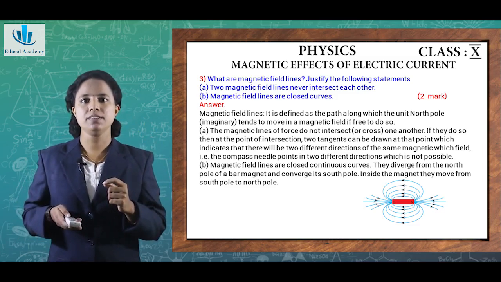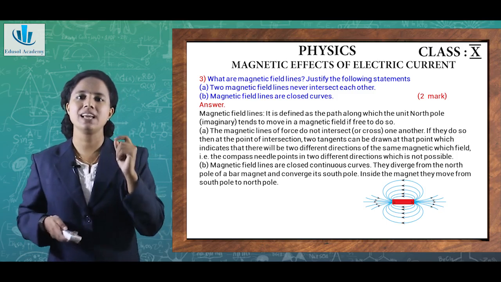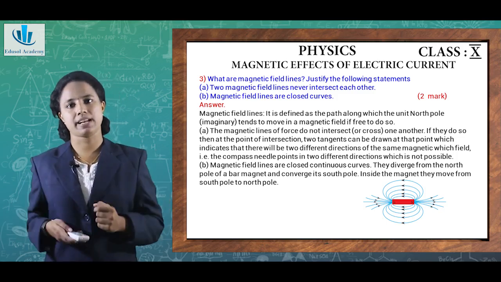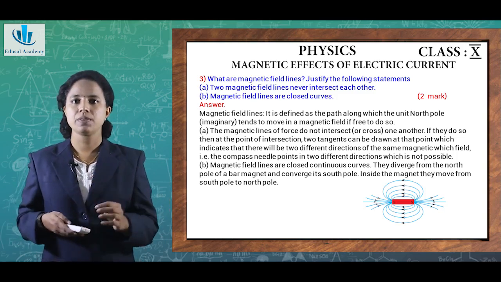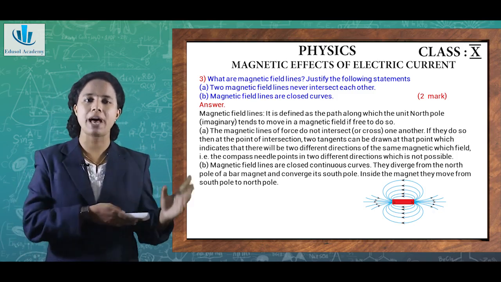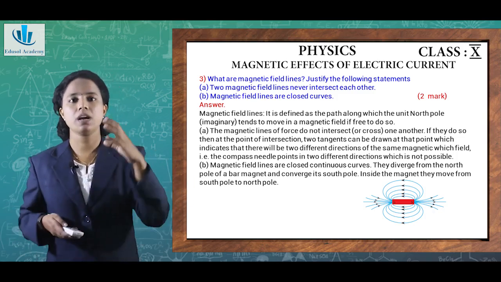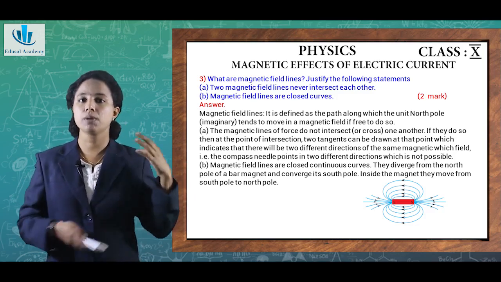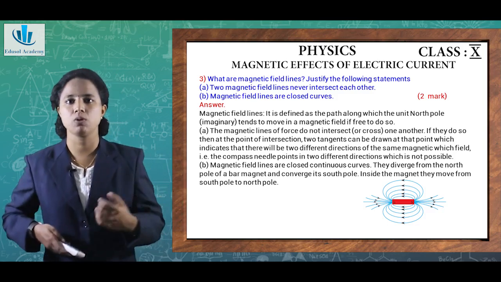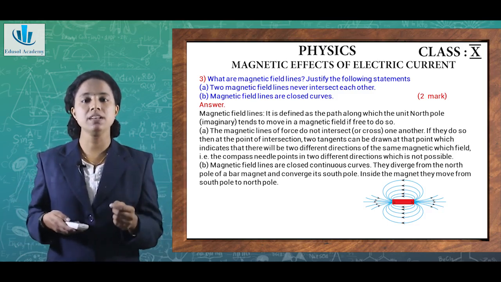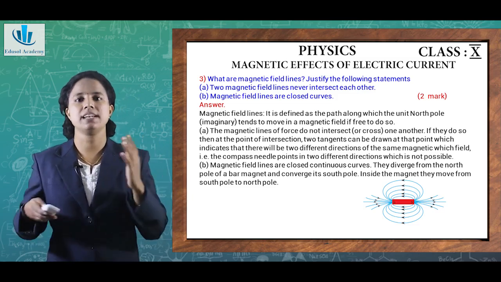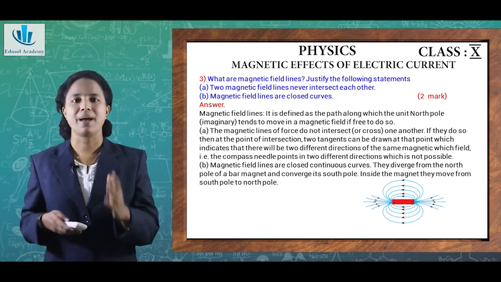So, next question, why does a compass needle get deflected when brought near a bar magnet? We know that the compass needle is a small bar magnet itself. So, when a compass needle is brought near a bar magnet, then due to the repulsive force between like poles and attraction between the unlike poles, the compass needle is deflected and settles in the direction of the net magnetic field.